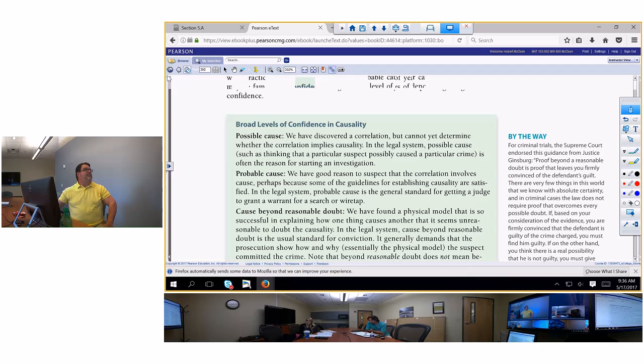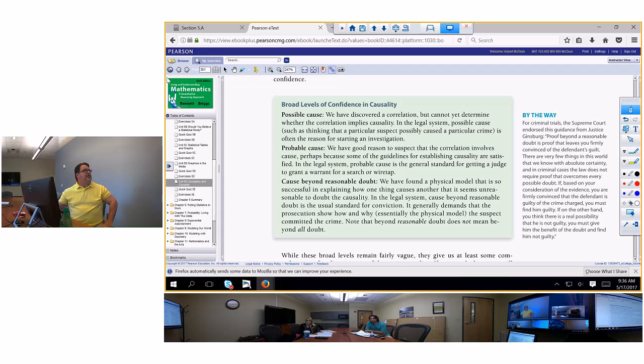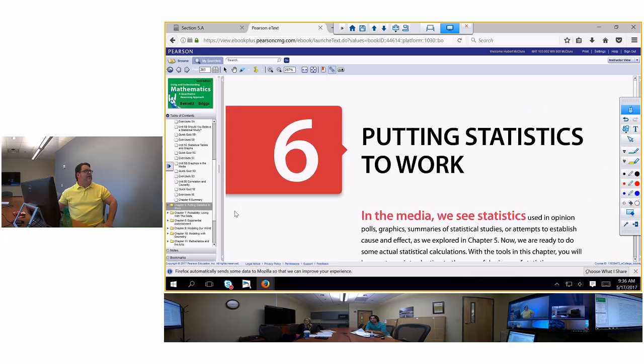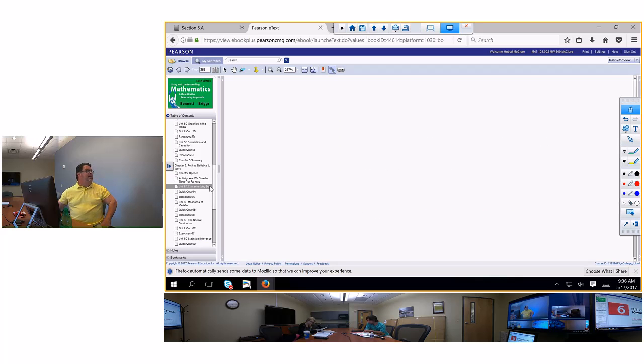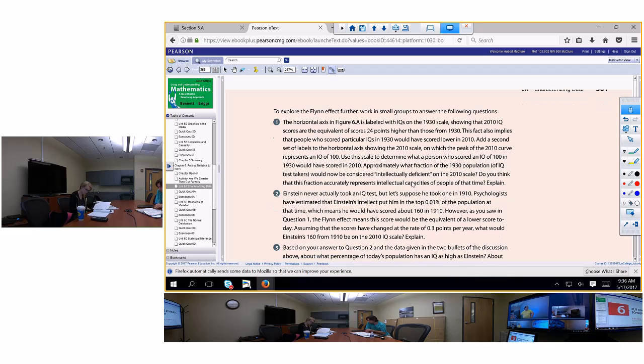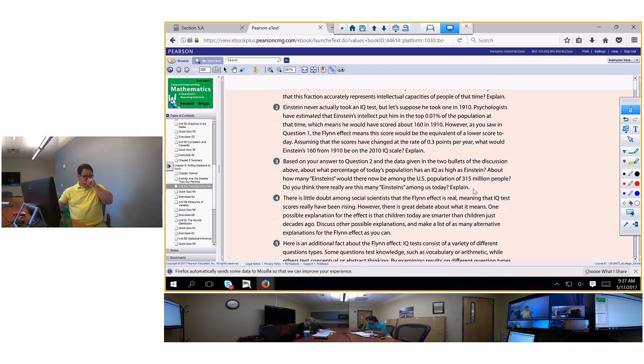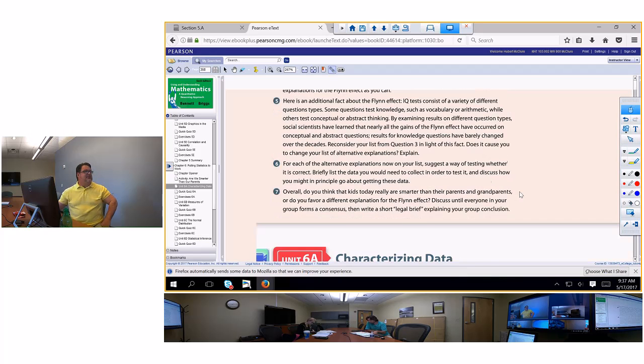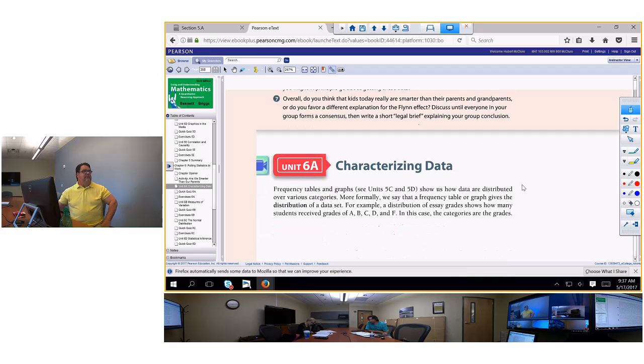All right, now that's chapter 5. Now, chapter 6, I'm just going to show you what we're going to be doing, because that is the actual math. Somebody look on your outline. What sections do we cover in 6? A, B, and C? Okay. And A is characterizing data, giving data names, like the mean, median, and the mode, and all that good stuff.